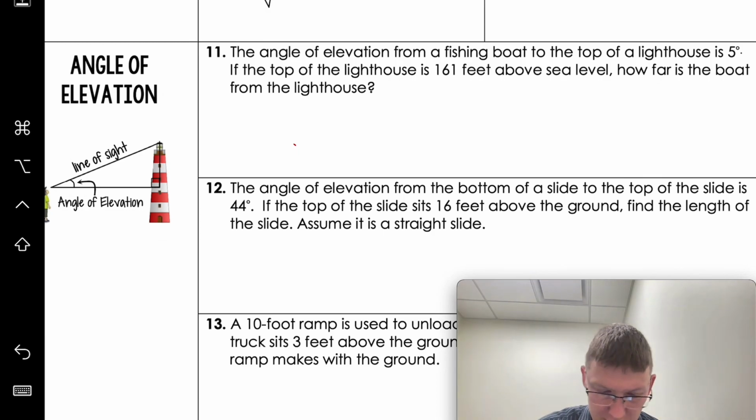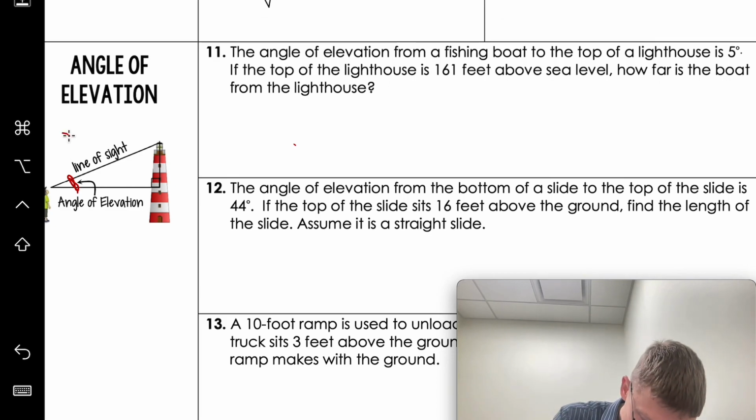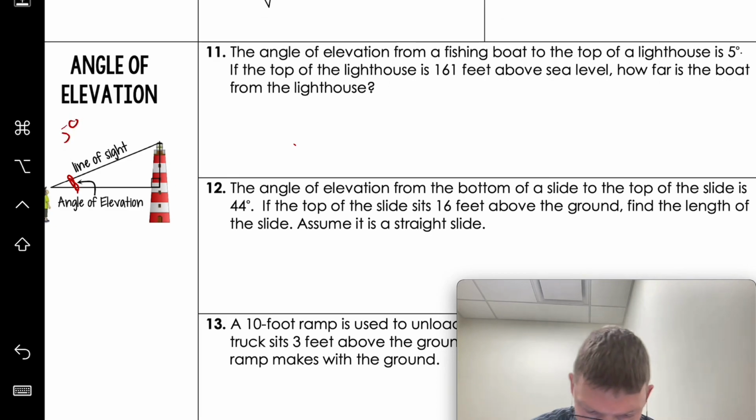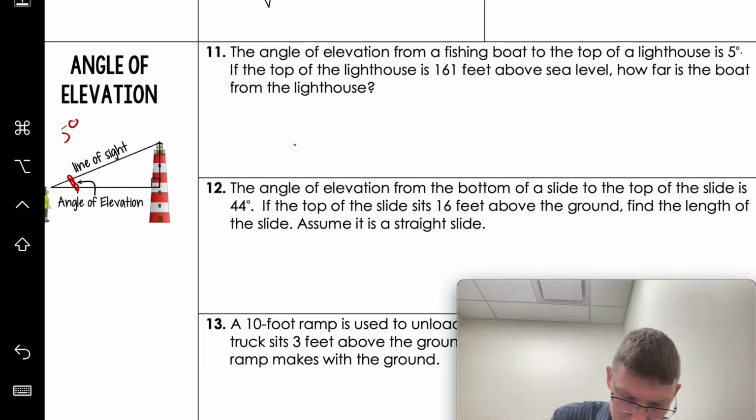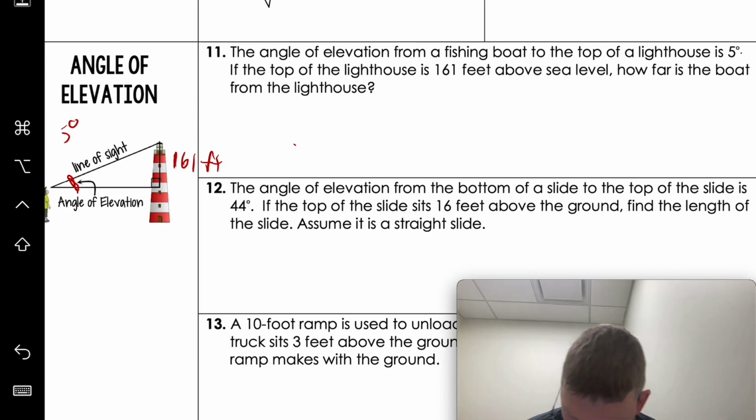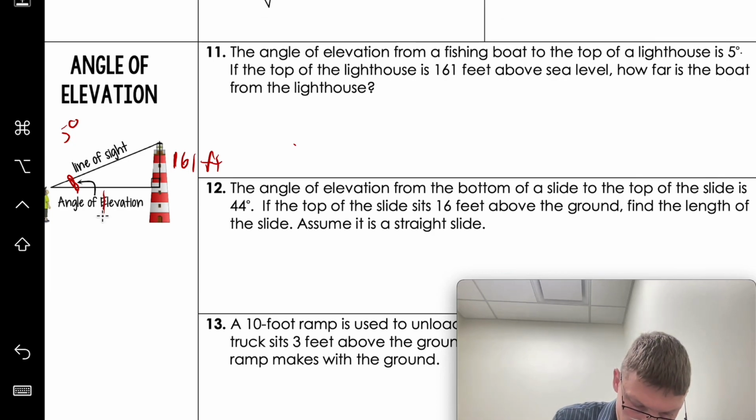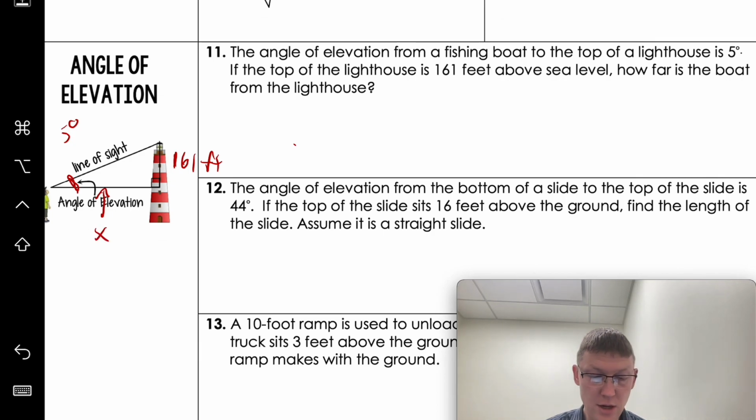So, angle of elevation. This guy right here says it's 5 degrees, and the top of the lighthouse is 161 feet above sea level. How far is the boat from the lighthouse? So we are looking for this value right here. We can use our trig.